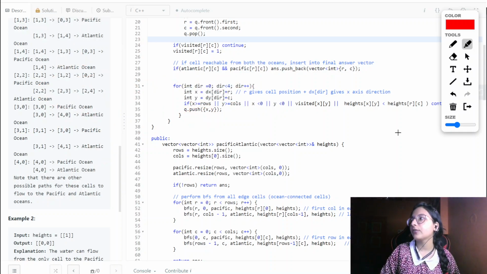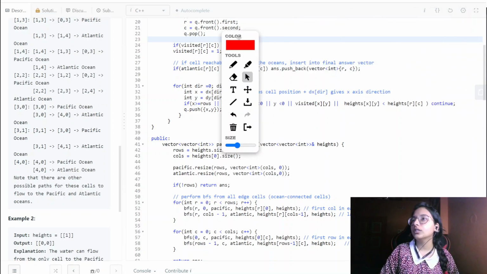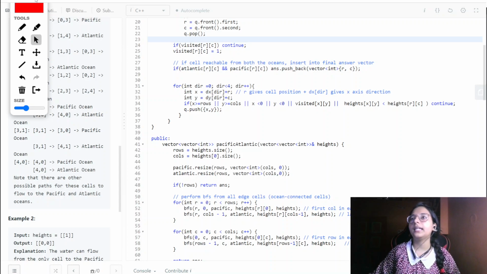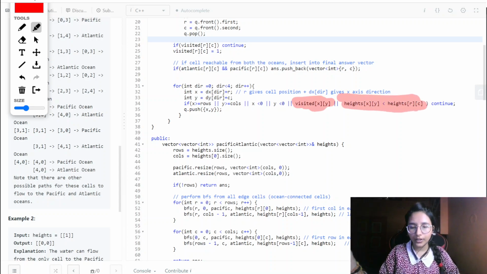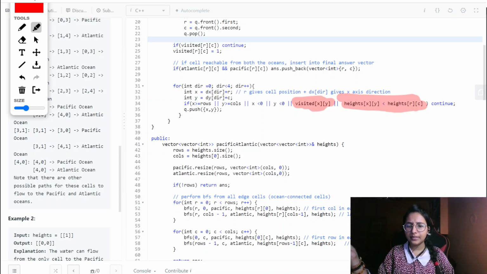Also we are required to check for visited, so that if a node is visited already, we won't be taking that particular node. Or if our height, here we are checking for ascending or descending order. So if our present node is less than our previous node, what that represents is that the one which was already pushed is the greater, but this present one is lesser.